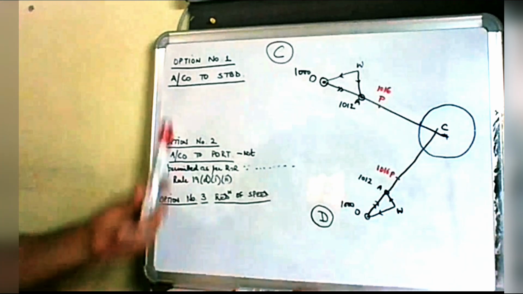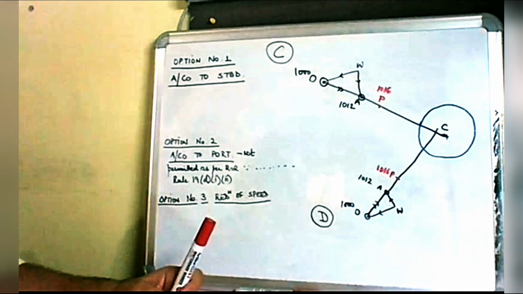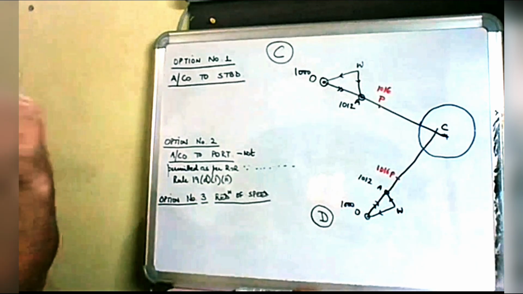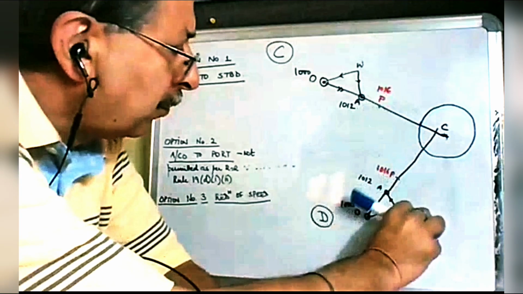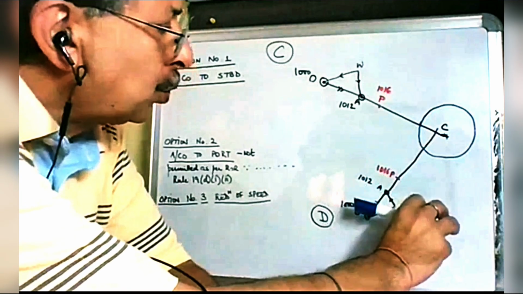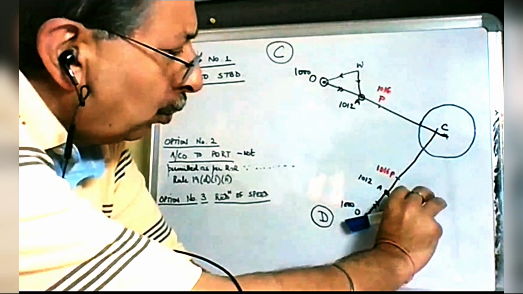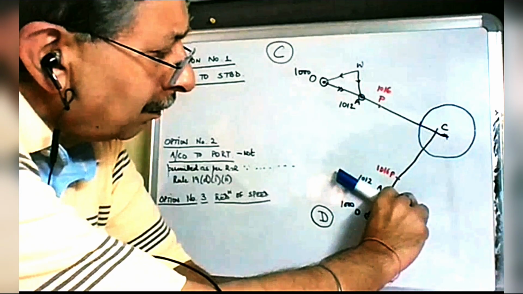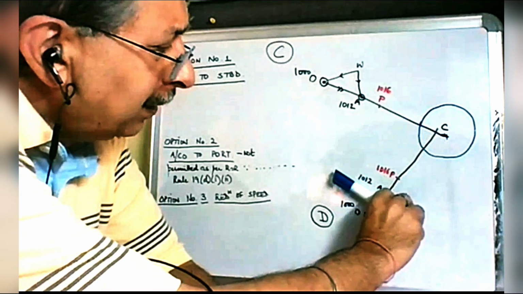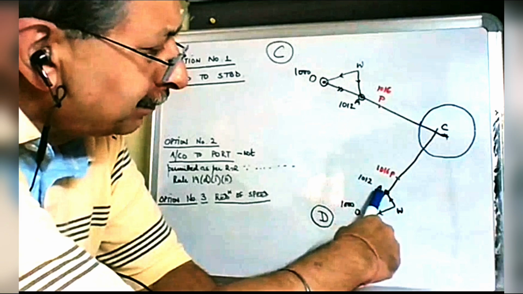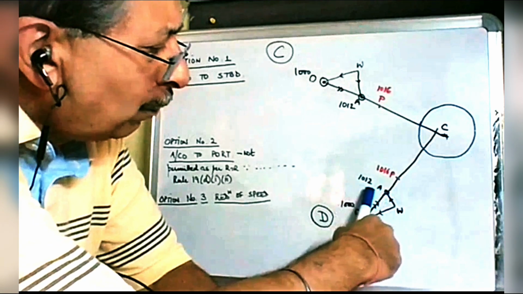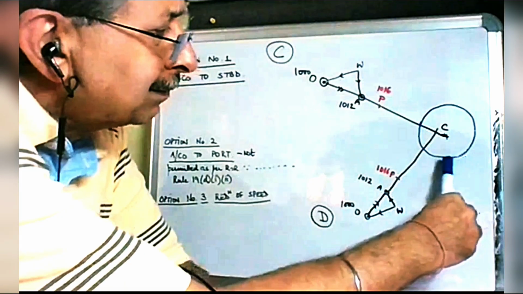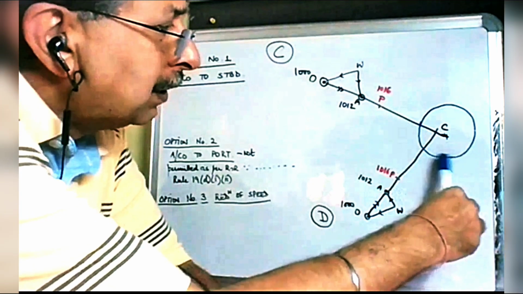Now we come to option number 1, alteration of course to starboard. Now, when I alter course to starboard, WO will become WO1. Then O1A will go like this. And if O1A goes like this, the tangent will go like this, to the south of the circle.